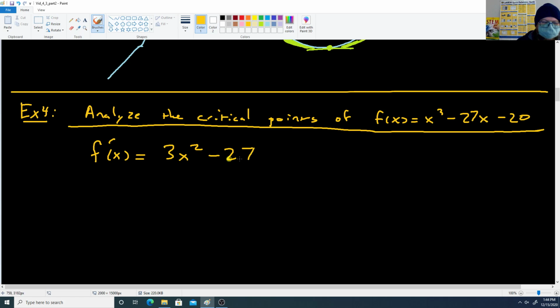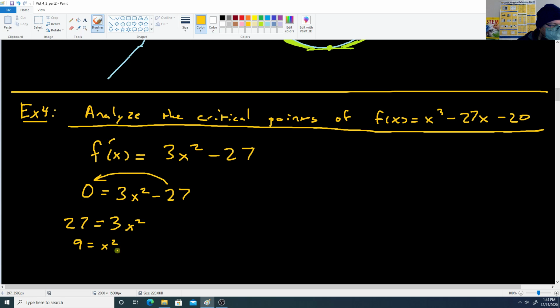This is a parabola, so it's never undefined. So to get the critical points, we're just going to set that first derivative equal to 0. We don't need to set it equal to undefined, due to the fact that this thing's a parabola, so it won't be undefined anywhere. Okay, so we get 27 is 3x squared. Divide by 3, we get 9 is x squared. Plus or minus the square root of 9 is plus or minus 3. So these are my x's.